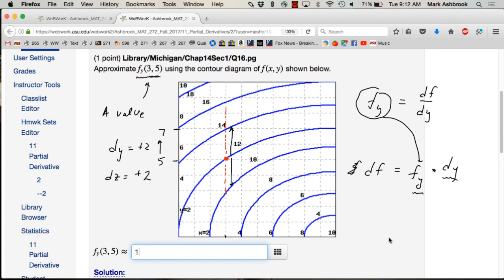Does that make sense? The contour lines give us our change in z, and we can look at changes in x horizontally and changes in y vertically, and then we can just estimate what that rate of change is.